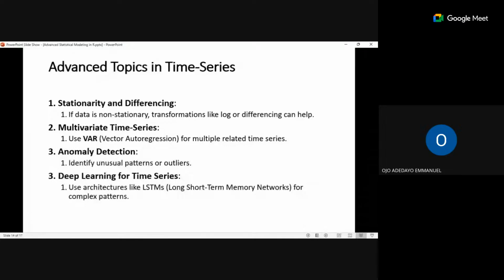Anomaly detection. If you want to identify anomalies in time series, then deep learning is a method. It is under unsupervised learning, yes, under machine learning.